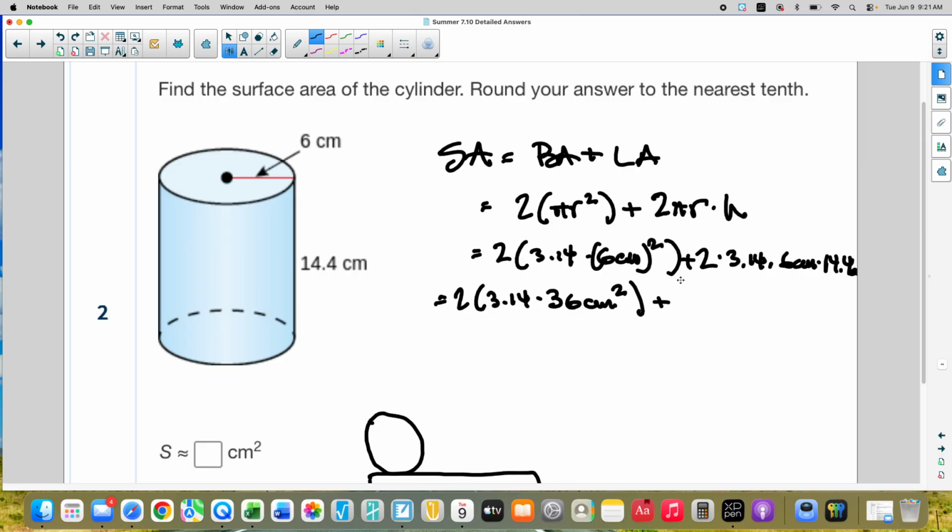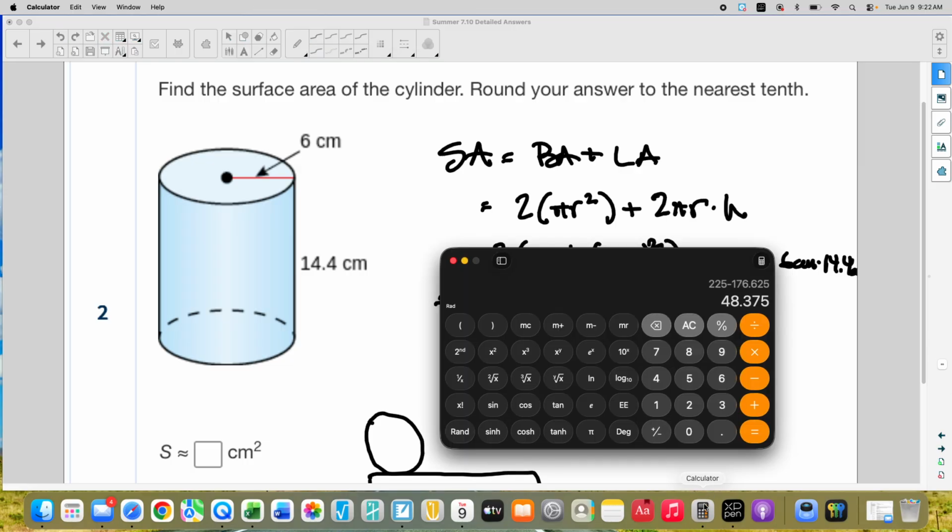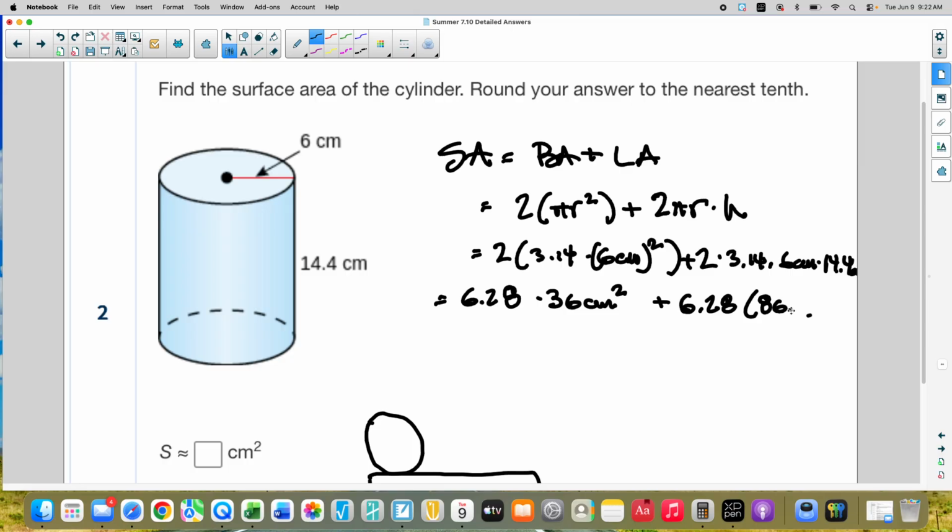plus, we should do 2 times 3.14. That's going to be easy. 6.28. 6.28 times 36. Plus 2 times 3.14 is 6.28, times 6 times 14.4. 6 times 14.4 gives us 86.4 centimeters squared, because we have centimeters times centimeters.